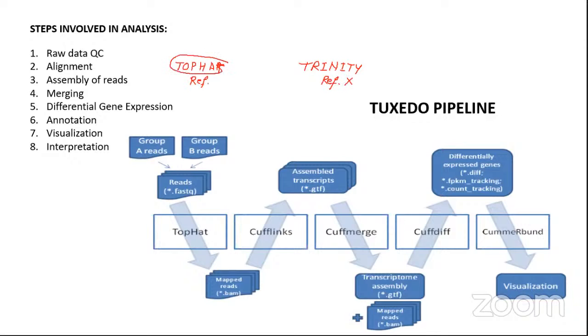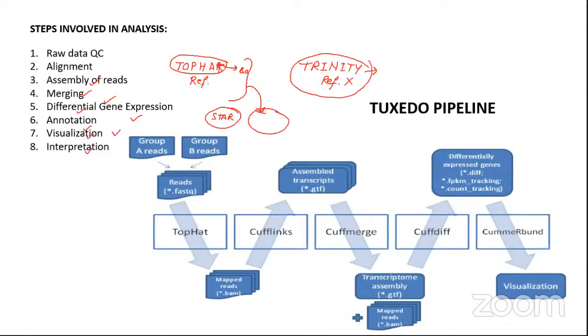TopHat is an aligner which integrates with Bowtie. So the entire pipeline is known as the Tuxedo pipeline. And the other, when the reference is not there, is known as the Trinity pipeline. The Tuxedo pipeline and STAR pipeline are very common for RNA data analysis. One can choose either because at some steps they are common. So as a first step, as I mentioned: raw data QC, alignment, assembly of the reads, merging, differential expression, annotation, visualization, and then the interpretation.